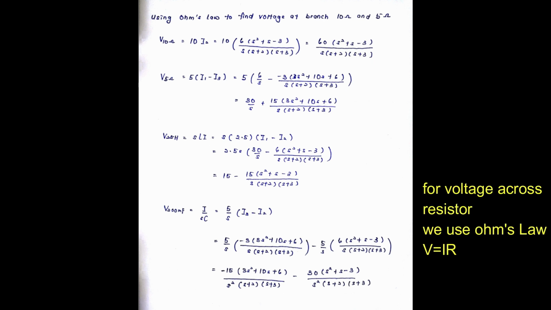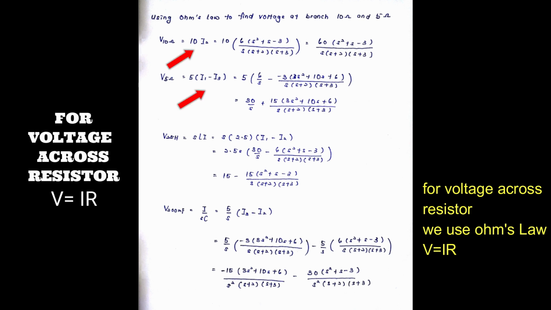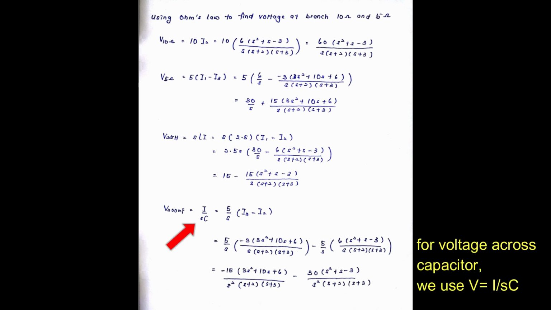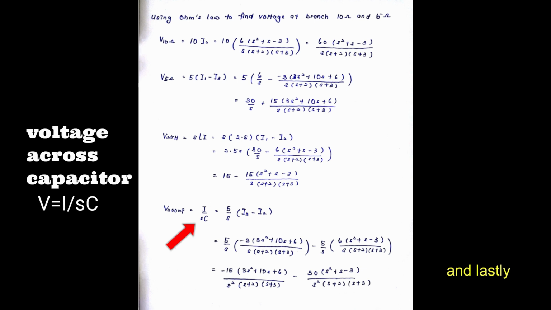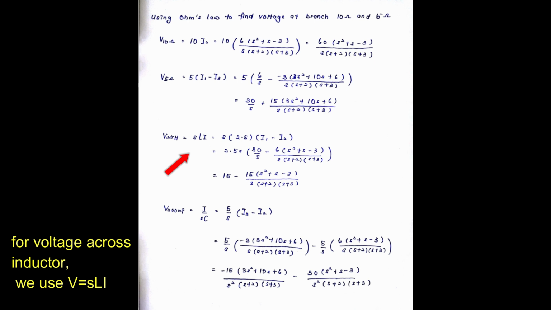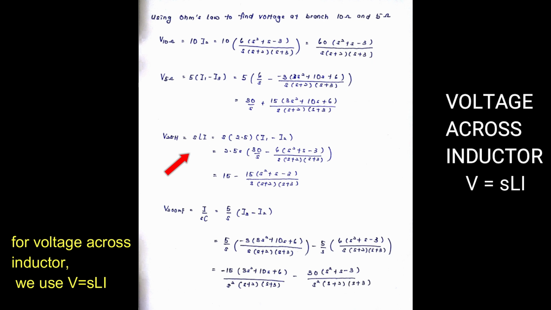From the frequency domain of I1, I2 and I3, we can get the frequency domain of the voltage across the resistors of 5 ohm and 10 ohm, the capacitor of 200 millifarad and the inductor of 25 Henry. For voltage across a resistor, we use Ohm's law, which is V equals IR. For voltage across a capacitor, we use V equals I over SC. And lastly, for voltage across an inductor, we use V equals SLI.